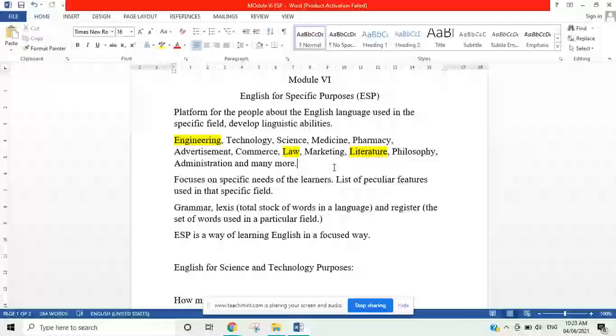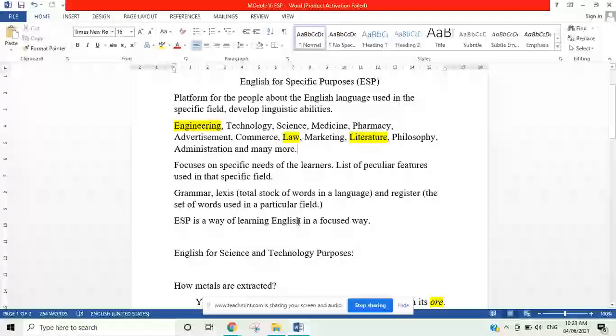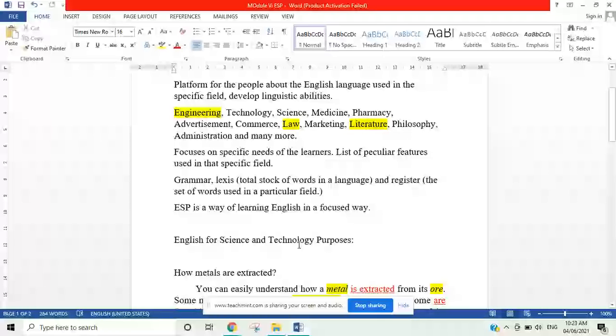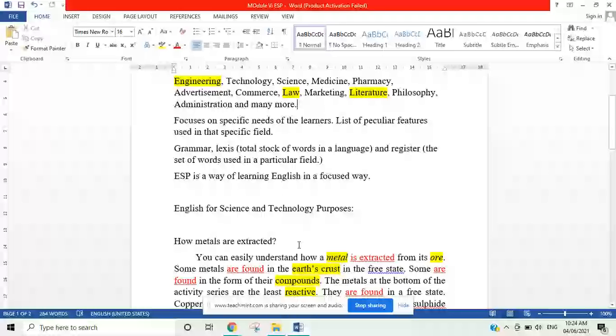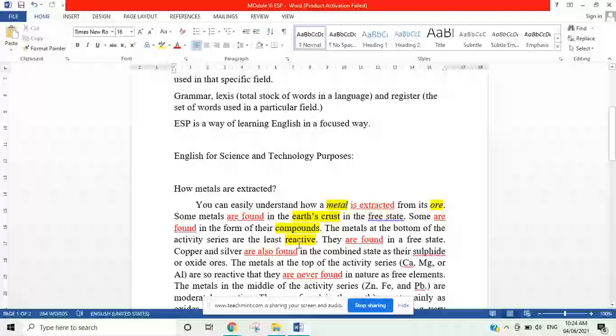The field in which we are going to learn the use of English is English for science and technology. I had already given you one example of a metal. Here the paragraph talks about how metals are extracted, and you have to focus on the use of English words in it: how the sentences are constructed, how the words are used and how they are interrelated, then grammar and the punctuation marks. You have to focus on all these things while reading this paragraph that is related to your field.